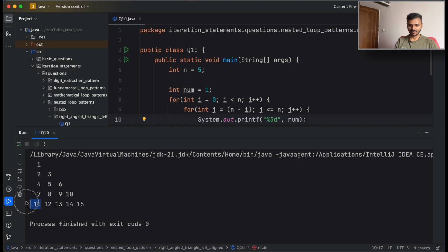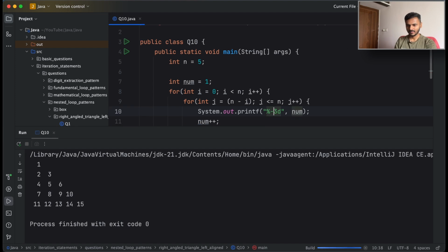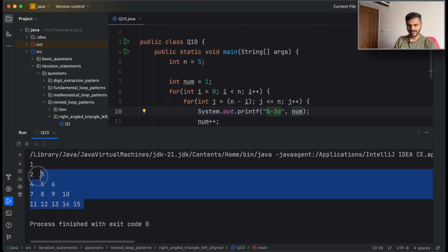So we have got 3 spaces where 11 is getting printed, right? And what's happening is this is aligned towards the right. The same thing is happening over here. And if I recall right, if I put minus over here, this will get left aligned.